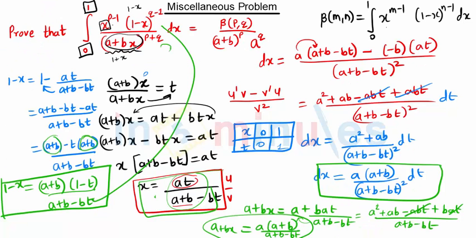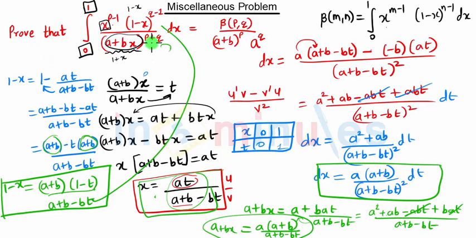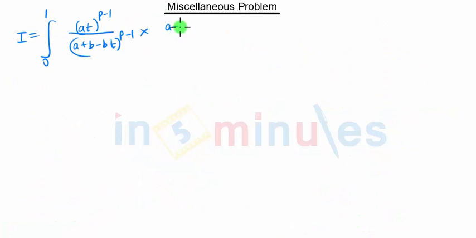So our integration now will become integration of 0 to 1. Here we have x raised to p minus 1, so this term raised to p minus 1, which is nothing but at the whole raised to p minus 1 upon a plus b minus bt the whole raised to p minus 1, into then we have 1 minus x the whole raised to q minus 1. So this whole term raised to q minus 1 will become a minus b the whole raised to q minus 1 into 1 minus t the whole raised to q minus 1 upon a plus b minus bt the whole raised to q minus 1.